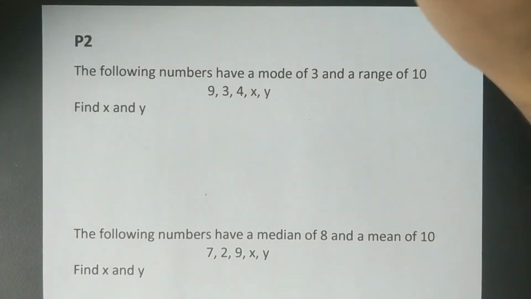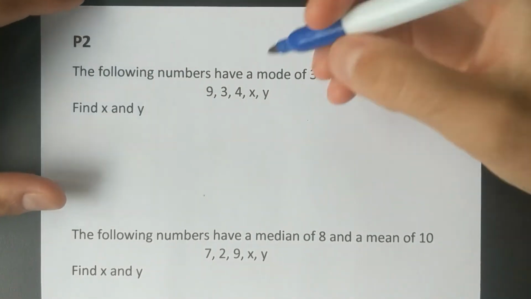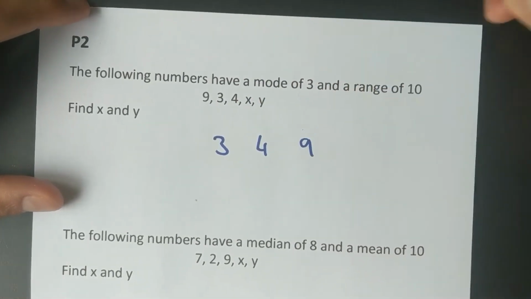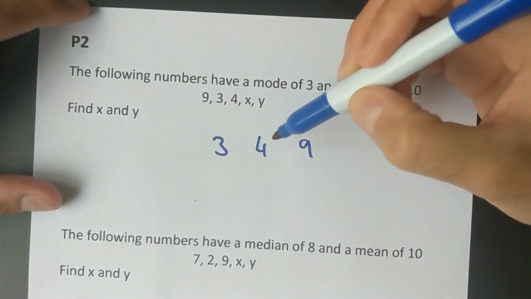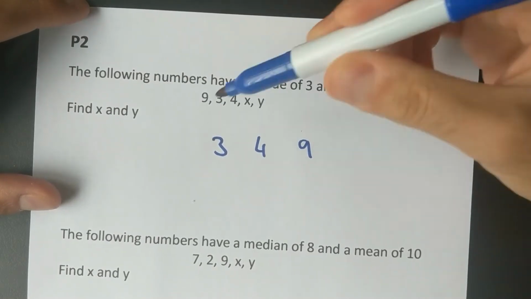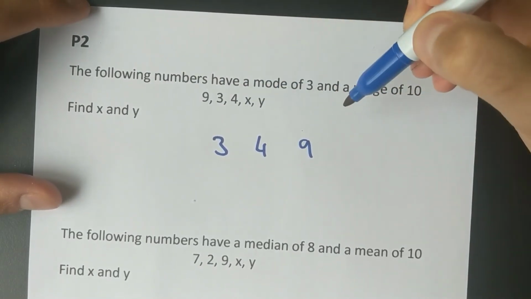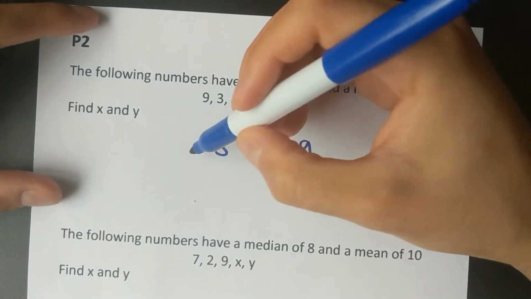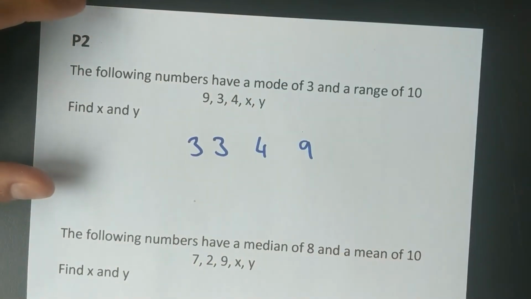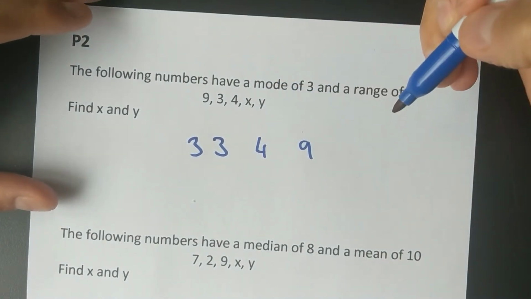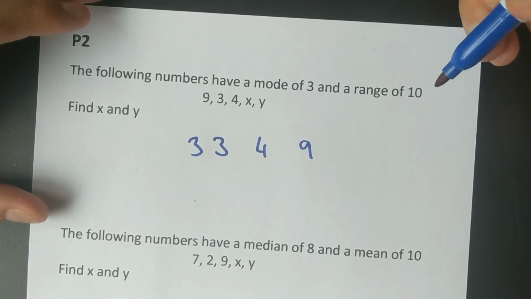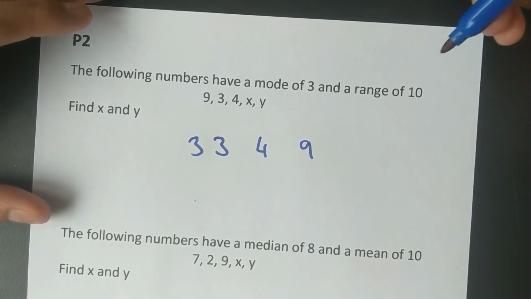So, this is always going to be much easier if they're in order, so I'm just going to write this out here, 3, 4 and 9. I'm going to give some space because I don't know if there's numbers in between just yet. So I've got 3, 4 and 9. Mode of 3, so I have to have at least 2 3's there. So here I've got 3, 3, 4 and 9, and I've got a range of 10. So that means the biggest take away the smallest is 10.